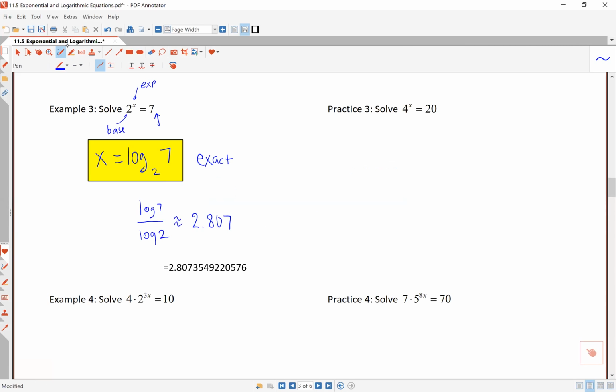So here's a practice problem for you to try. I encourage you to press pause on your video and work this out, and come back when you're ready to see the solution.